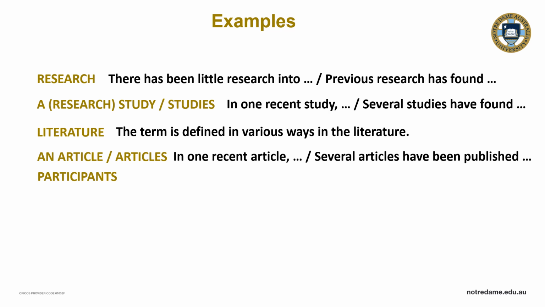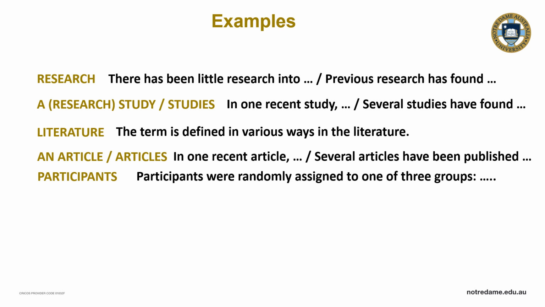Okay, now a couple of words to use with the people who might be involved in research studies. So the people, if you're doing research with human participants, it means that you have people who you've invited to take part in your research. Either they're going to do something or they're going to tell you something. Okay, and those are your participants. Here's a very typical example. Participants were randomly assigned to one of three groups.